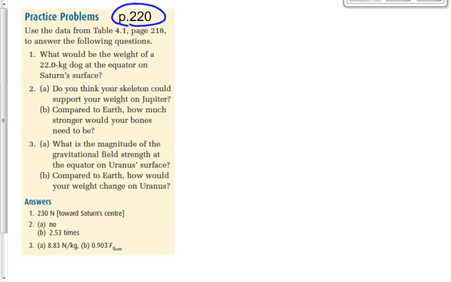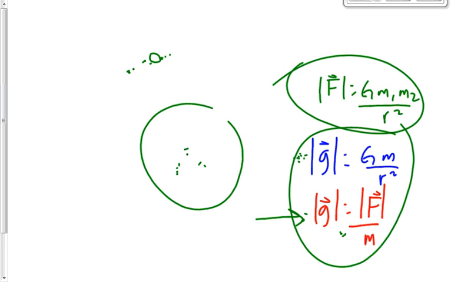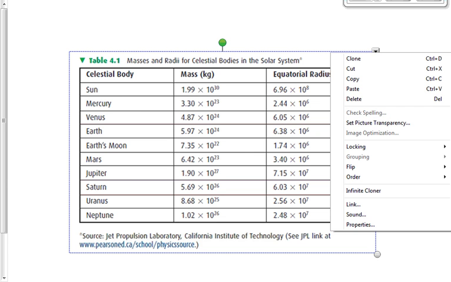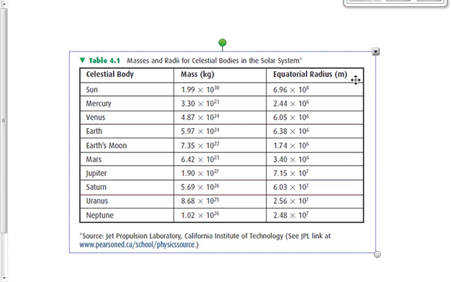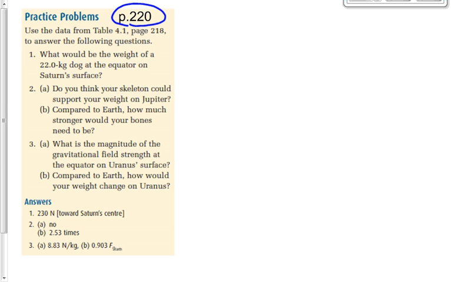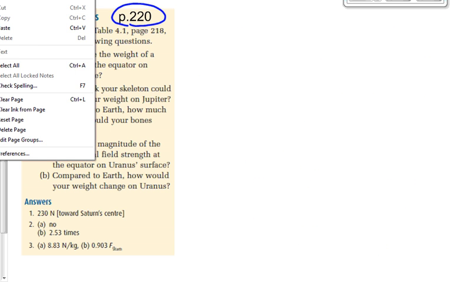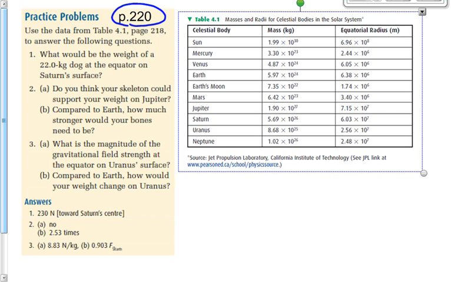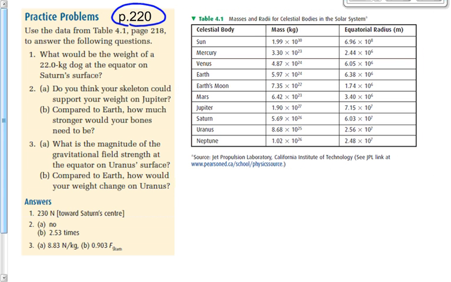I'm going to copy over table 4.1 on page 218. Although, by the time I get that copied over, class is probably going to end here. Okay, let's see what you can get done in the next few minutes and then finish up the rest of it for homework, please.